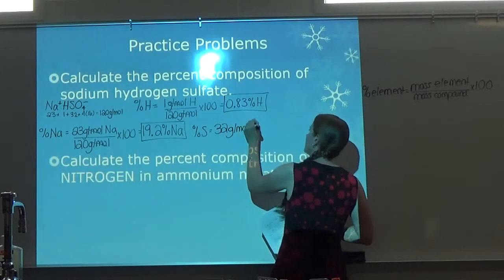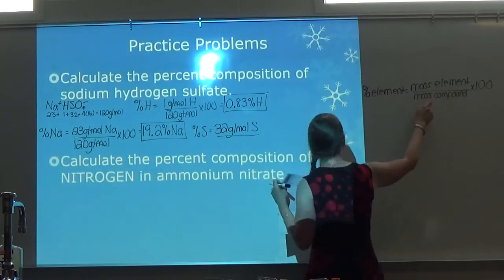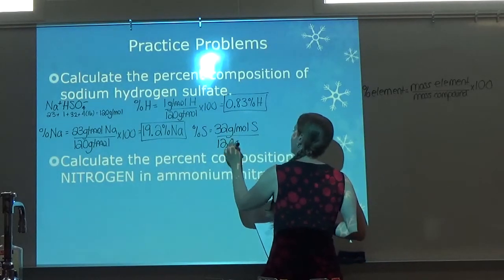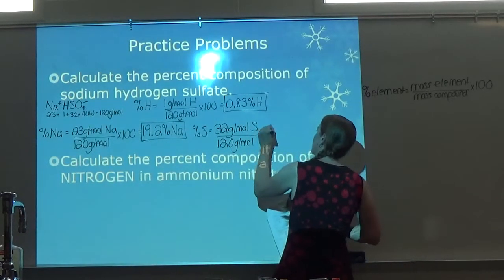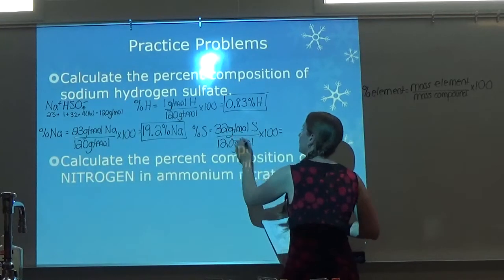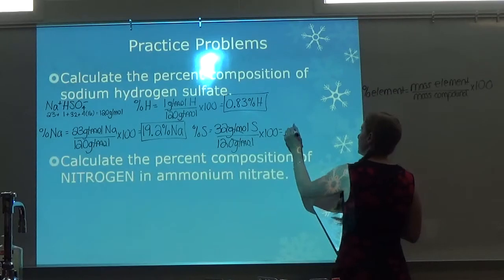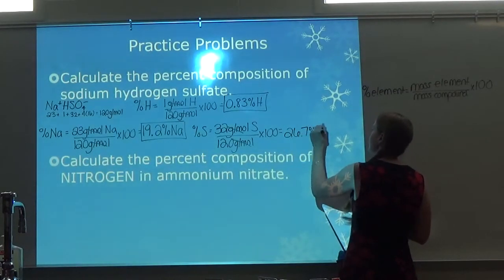So 32 grams per mole for sulfur, over the mass of the whole compound, which we decided was 120, times 100 to make it a percentage. My grams per mole cancel. And so once I solve for sulfur, I ended up getting about 26.7% for sulfur.